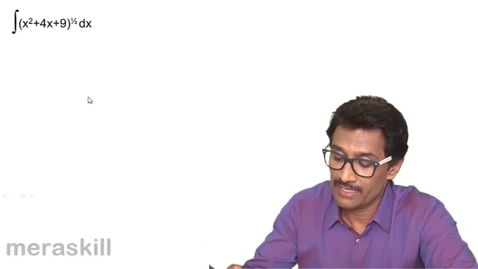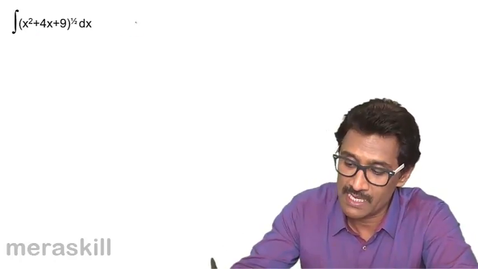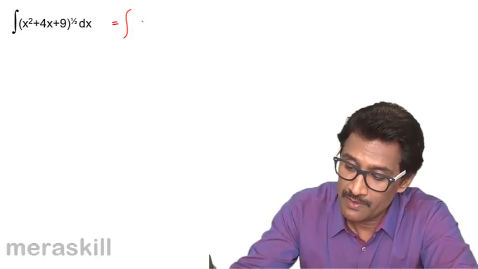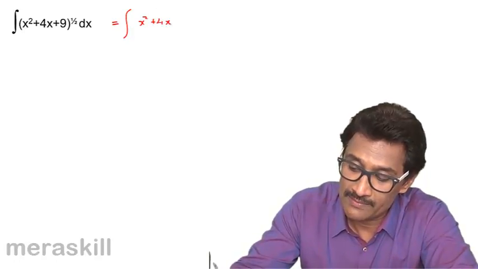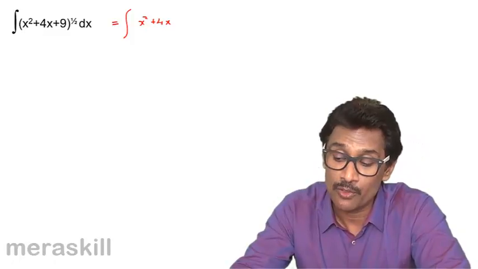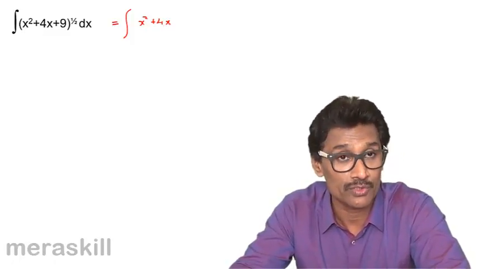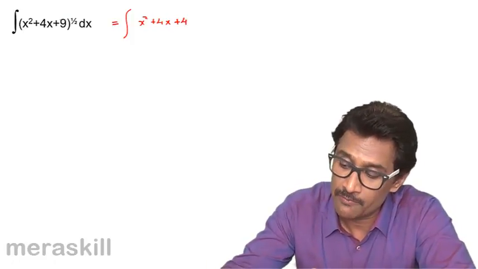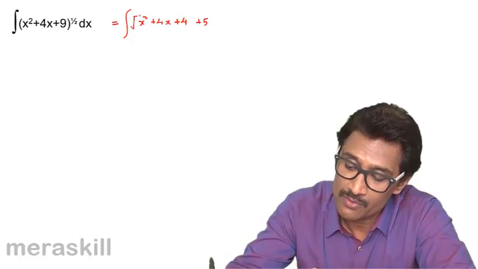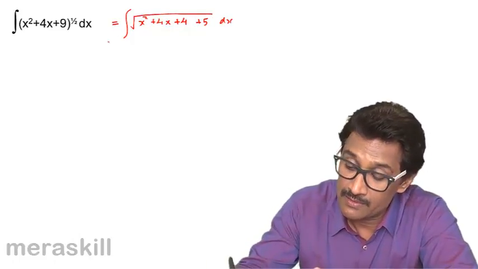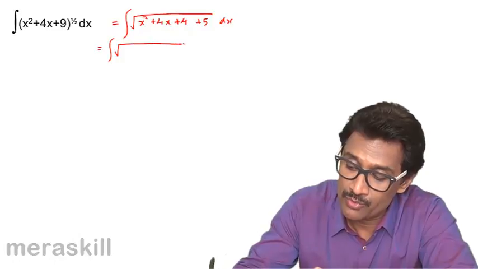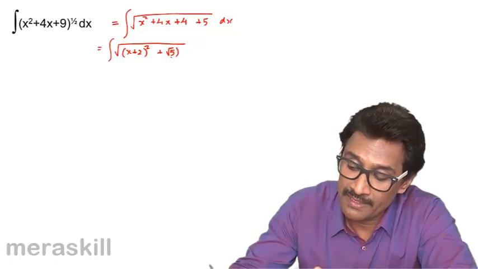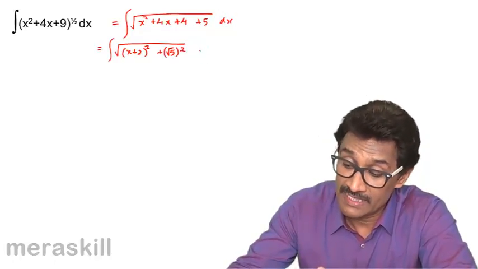For example, here you have x square plus 4x plus 9. Now this can be written as square root of x square plus 4x. The last square term in this is half the coefficient of x, that is 4. Half of 4 is 2 square, plus 4. You have removed 9. From 9 you have taken out 4, so the balance is 5. It is square root of this dx. This is nothing but square root of x plus 2 the whole square plus root 5 the whole square dx.